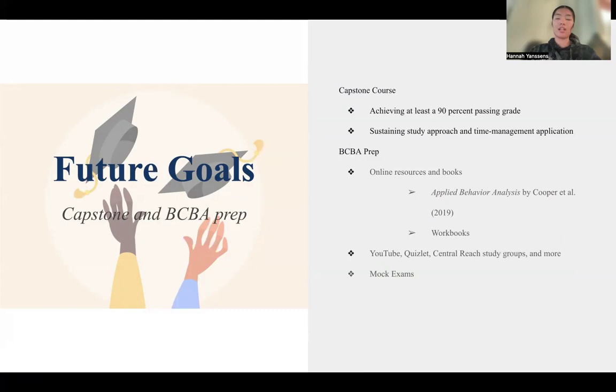And then for BCBA prep, I intend to find online resources and utilize books, whether that's workbooks from different companies or applied behavior analysis, and utilize online resources like YouTube, Quizlets, and take more mock exams before enrolling and taking the BCBA exam.